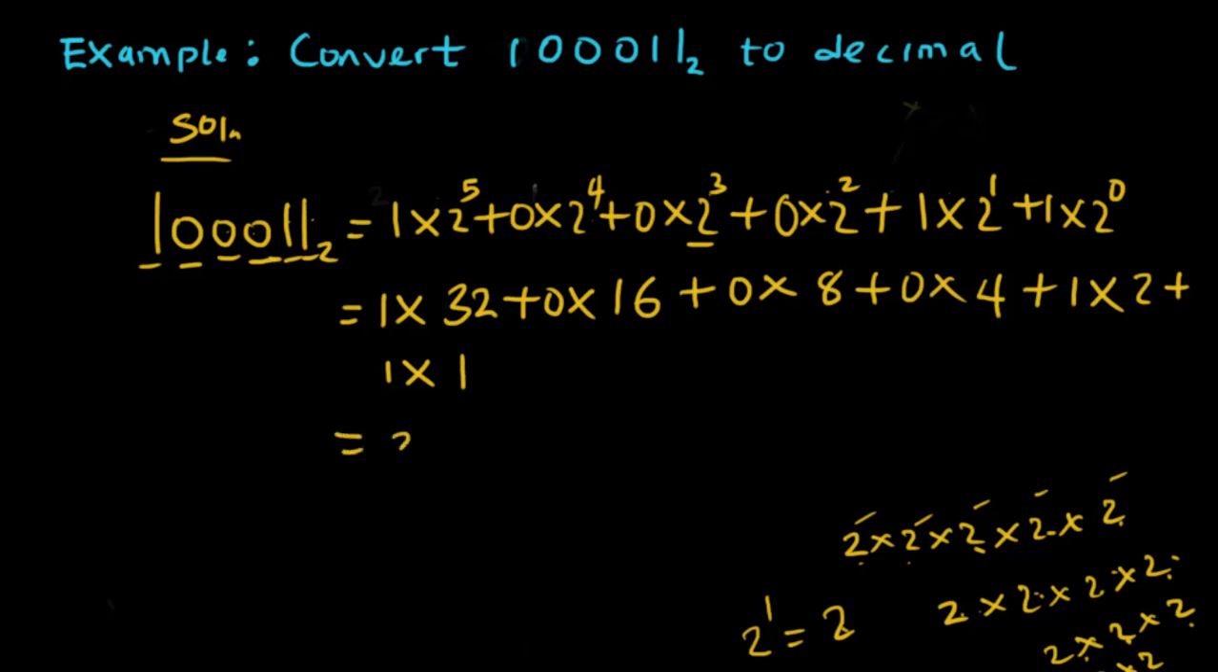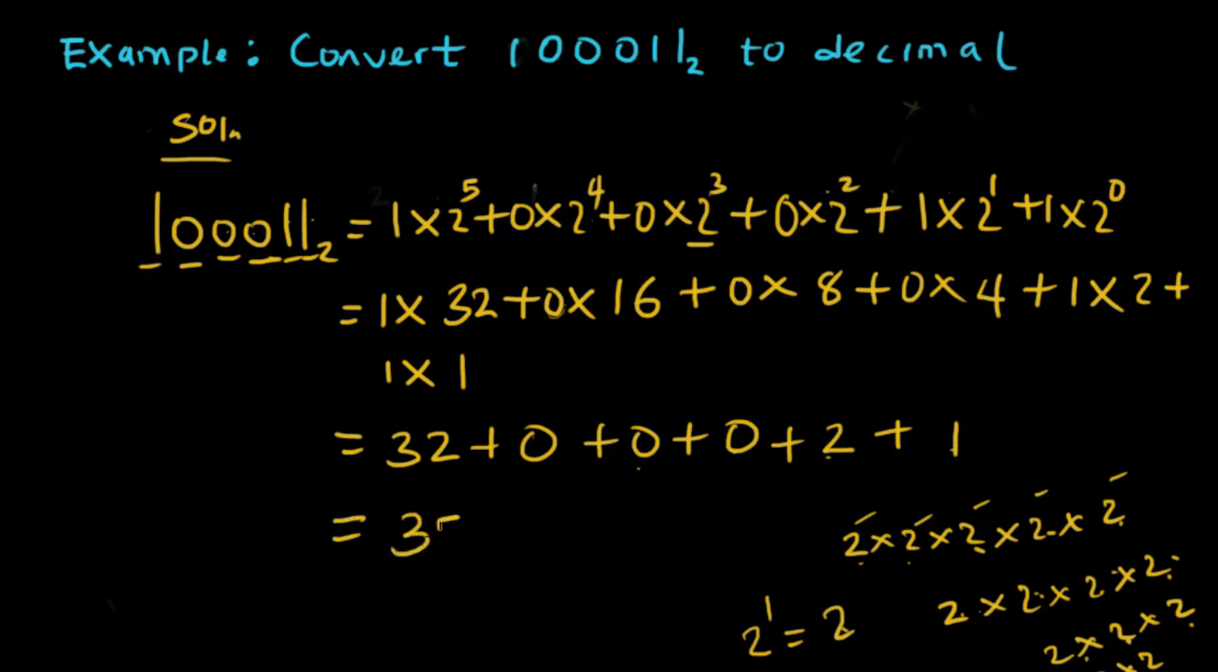So 1 times 32, 32. 0 times 16. Remember, when you are multiplying by 0, it's like a bomb. So it will give us 0. Plus 0 times 8, 0. Plus 0 times 4, 0. Plus 1 times 2, 2. Plus 1 times 1, 1. So we have 32 plus 0, 32, plus 0, 32, plus 0, 32, plus 2, 34, plus 1, 35. So our answer is 35. Do you understand? So don't forget, anything raised to power 0 is what? 1. Anything multiplied by 0, bomb, 0. I hope you get it.